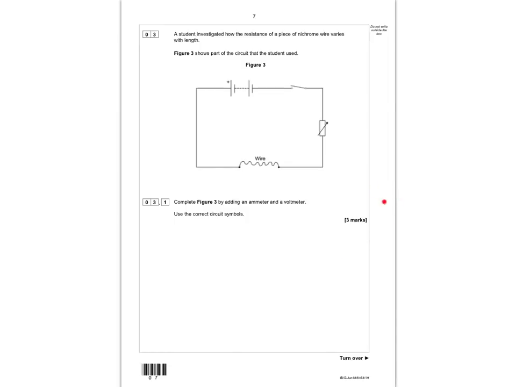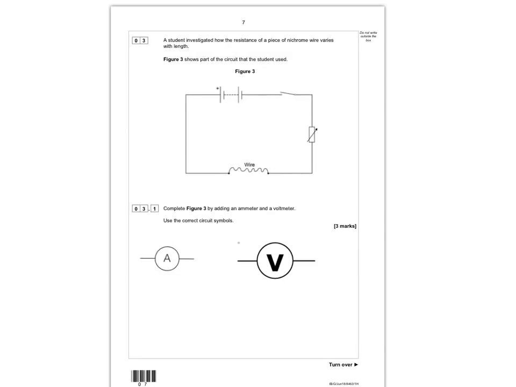So worth 3 marks. The marks for getting the correct circuit symbols for an ammeter and a voltmeter, and that will be the first mark. And the second mark is for getting the ammeter in the correct position, and the third mark will be for getting the voltmeter in the correct position. So the circuit symbols for the ammeter and voltmeter are shown here.